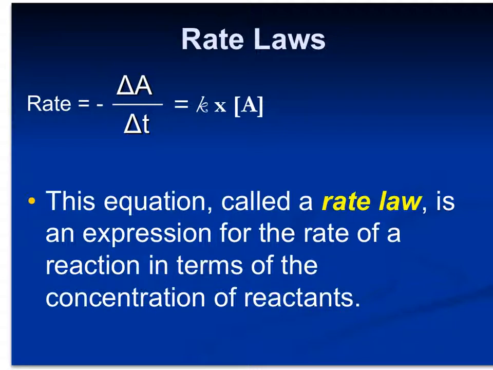Again, notice this little negative sign out front. And again, we need that negative sign because our rate needs to be a positive value, and this delta A is probably going to end up being a negative value.